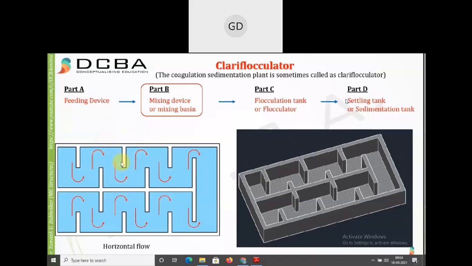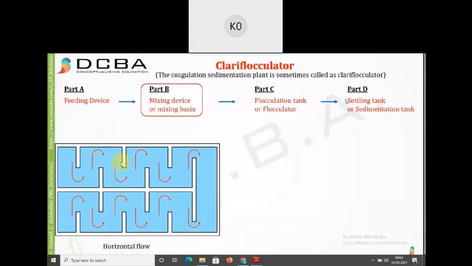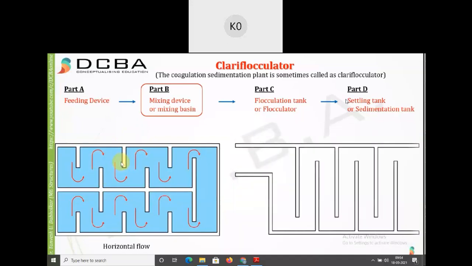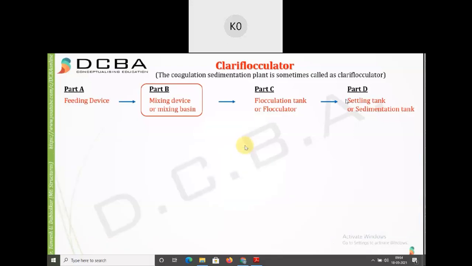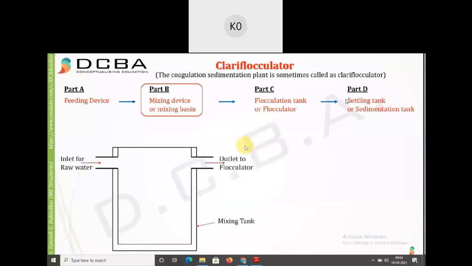This is a horizontal type of flow. There is also a vertical type of flow, in which the water will enter from here. So this is a vertical type of flow, and all these walls are called baffle walls. So in this, our coagulant is mixed inside the water. Again, we also need something called a mixing device, in which it is mixed with paddles, that we'll learn later on. So this is that mixing paddle which I was saying. This is called a mixing basin or a flash mixer. Mixing basin with a flash mixer.